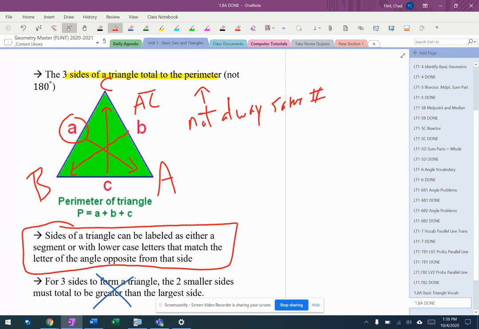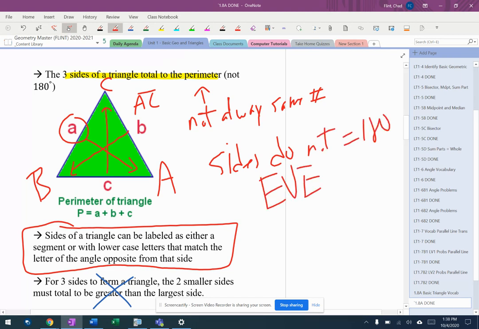Okay, that's the last thing I'm going to write down. Sides do not equal 180. And I'm going to put down ever with a little star because obviously it could tell you the perimeter is 180 and it would, but that's so rare that I feel confident saying sides do not equal 180 ever.